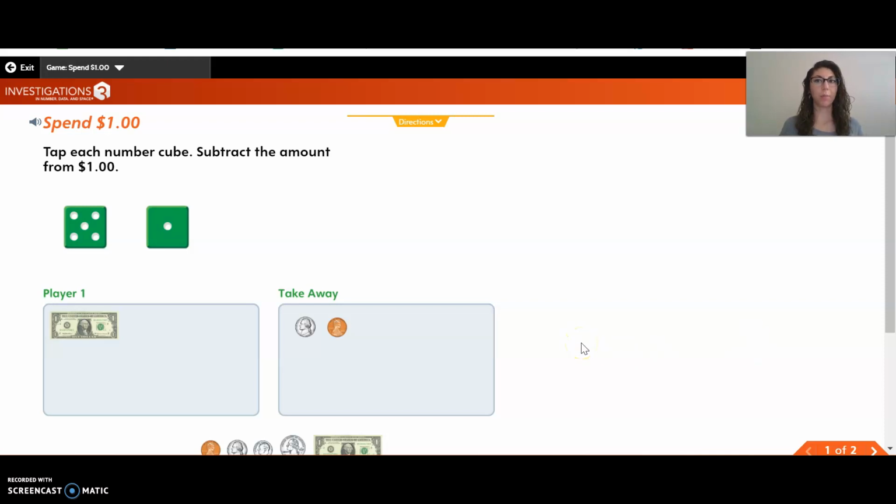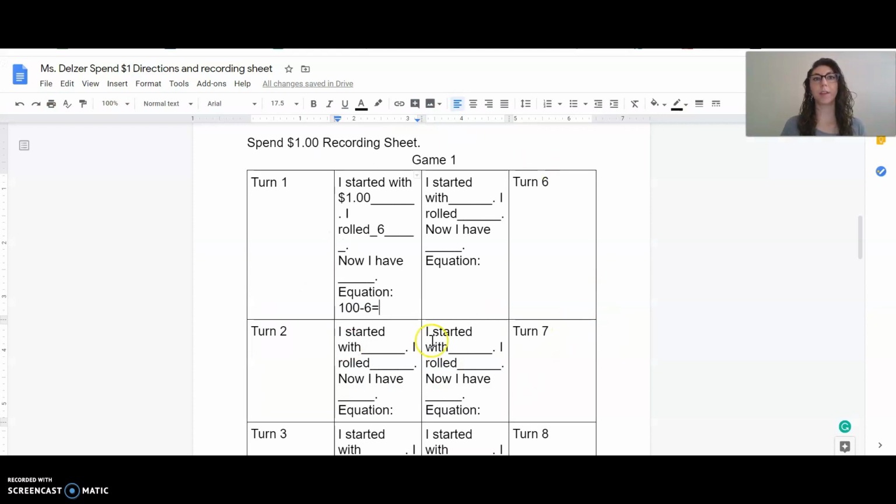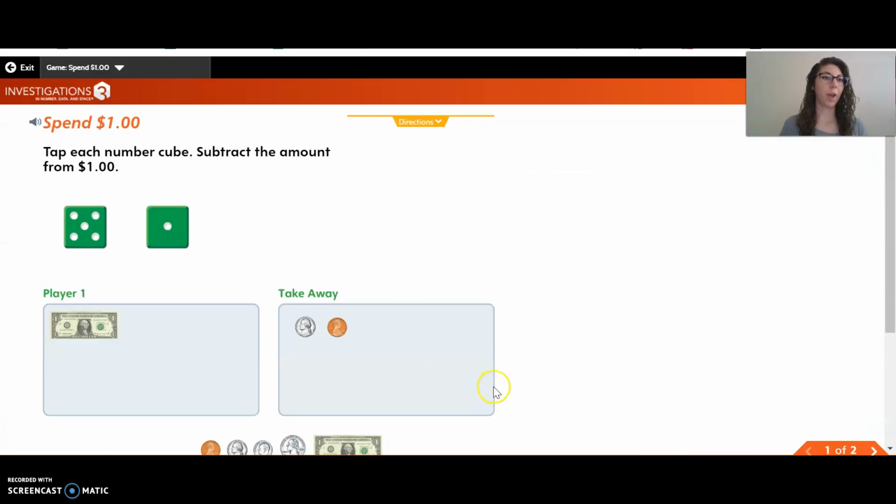One of the games that I'm going to teach you is the game called Spend a Dollar. To play Spend a Dollar, you will need one other person to play with and a recording sheet that looks like this for player 1 and player 2.